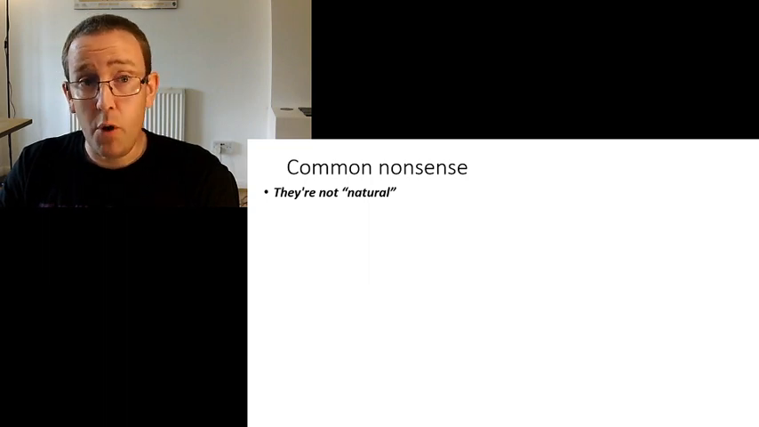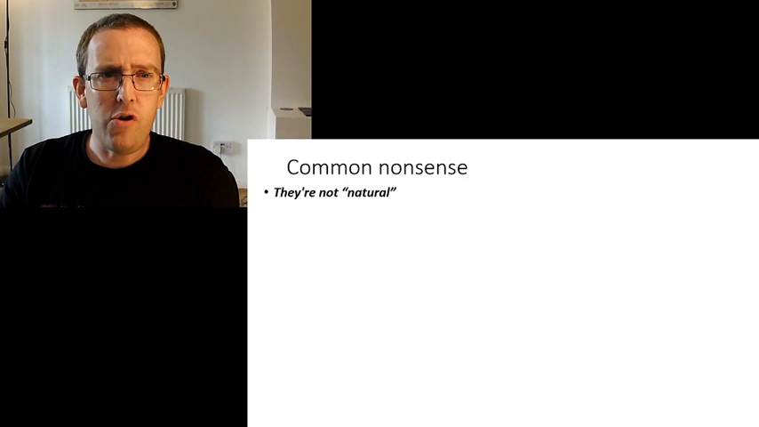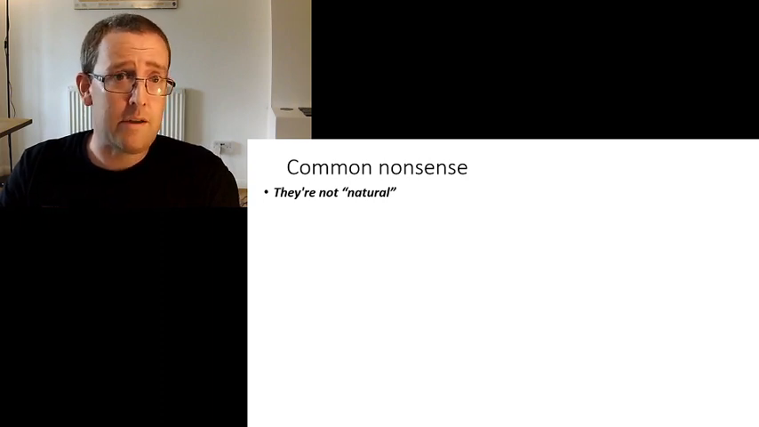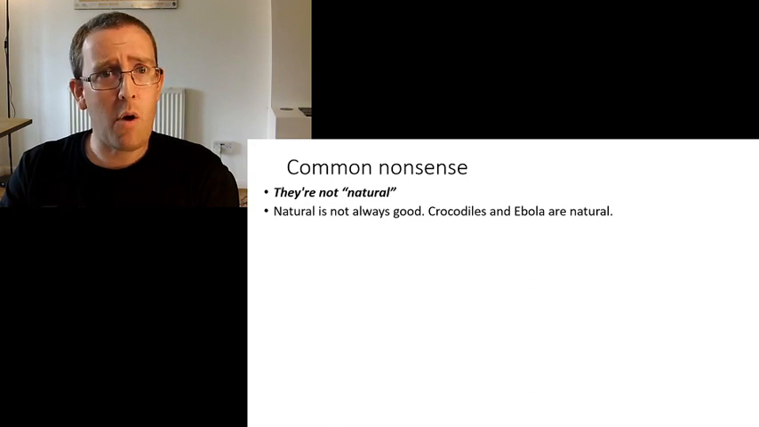That's another one. Now this bothers me as a scientist because what do people mean by natural? Not everything natural is good and not everything artificial is bad. Your smartphones are artificial. Most of your food has had some artificial input. Your clothes are artificial fabrics. So natural is not always good. Crocodiles and Ebola are natural. Doesn't mean you want them in your bedroom.